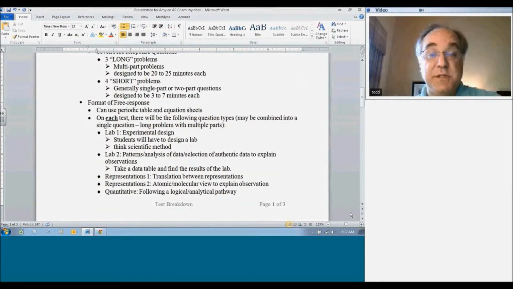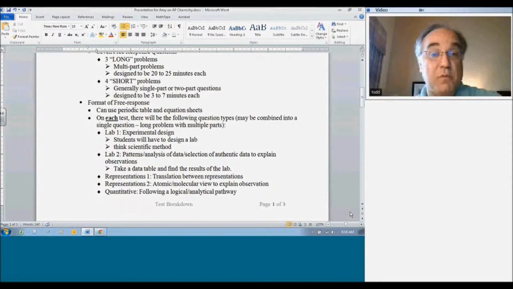Each test will have the following question types, and they may be combined as a single question, or they may be broken apart as parts of a long question. The first question for the free response will be a Lab 1 experimental design question. The students will have to design a lab, so make sure that they think about the scientific method. Lab 2 type questions will be a pattern analysis of data, selection of authentic data to explain observations. Generally, if they are given a data table, they should be able to calculate the results from the data table and explain how the lab worked.